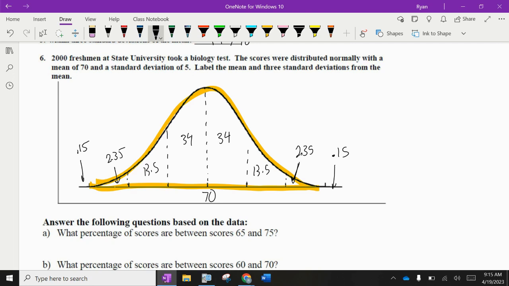The standard deviation is 5, so up by 5, up by 5, up by 5, down 5, down 5, down 5. So I've got all my numbers on here. Label the mean and the 3 standard deviations from the mean. We did that. There's our graph.